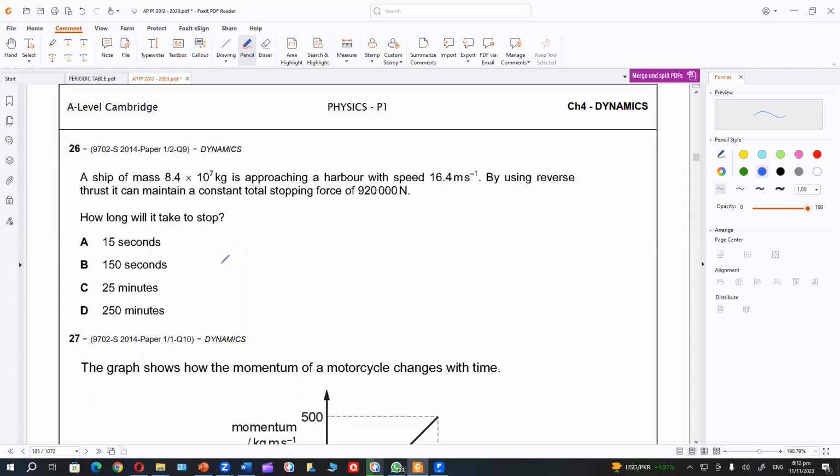A ship of mass this much kg is approaching a harbor with a speed of 6.4 meters per second. By using reverse thrust, it can maintain a constant total stopping force of 920,000 Newton. How long will it take to stop? We have the force, we have the mass. We can first find the acceleration.